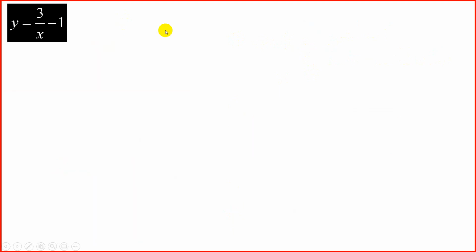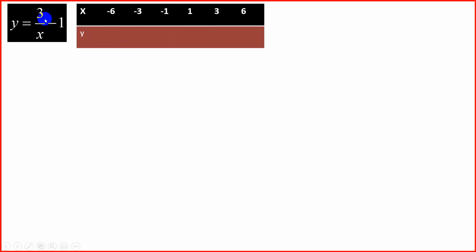Let's move on. So we're going to draw y equal to 3 over x minus 1. We need a table, and we're going to use the factors of 3, which are 1 and 3. We want 3 points, so we can use 6, which is a multiple of 3. So we've got 1, 3, 6, minus 1, minus 3, minus 6. Using your calculator, we're going to substitute the x value. 3 over minus 6, minus 1. That'll give us minus 1.5.